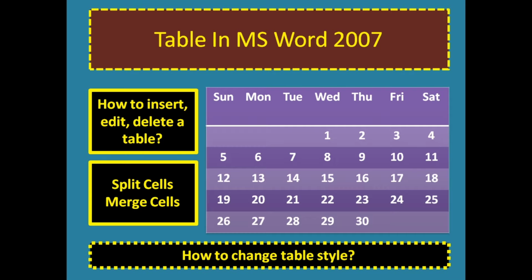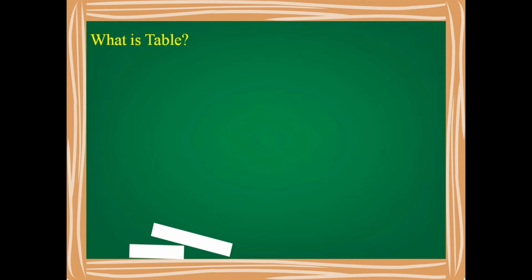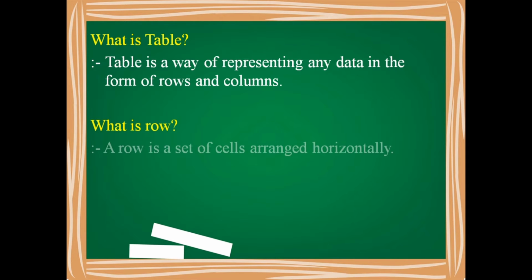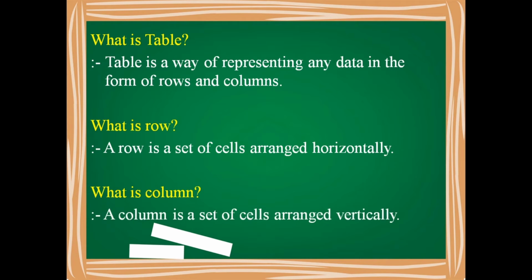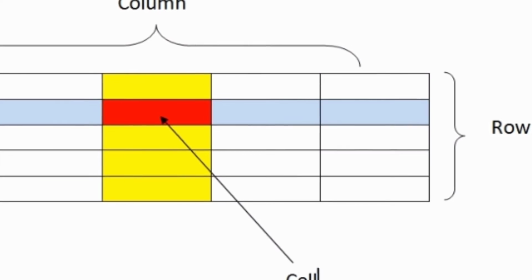Since we are going to learn about table, we should know what a table is. A table is a way of representing any data in the form of rows and columns. What is a row? A row is a set of cells arranged horizontally. What is a column? A column is a set of cells arranged vertically. Do remember, the intersection of a row and a column is called a cell.